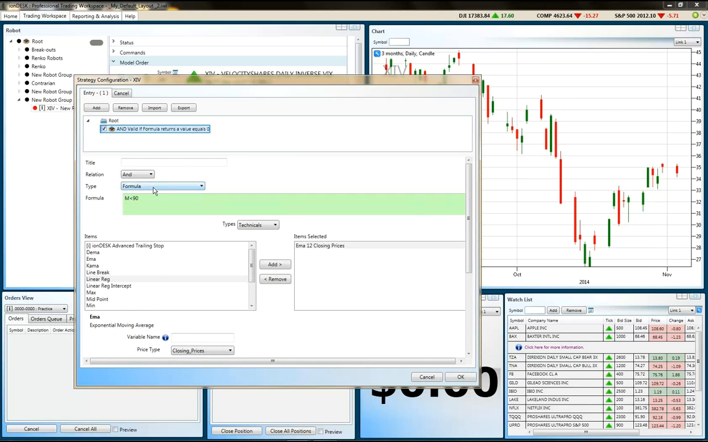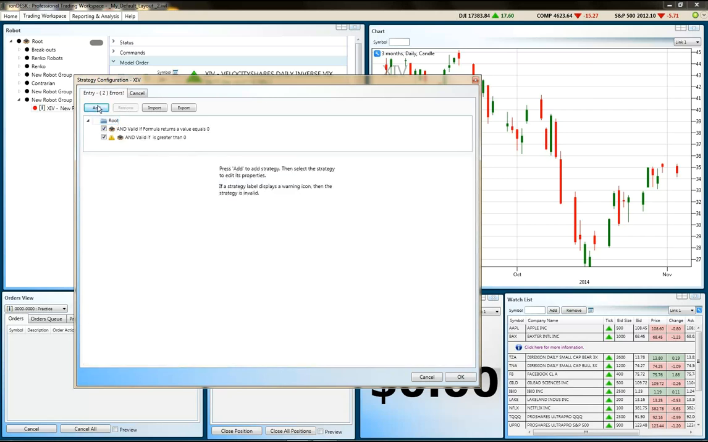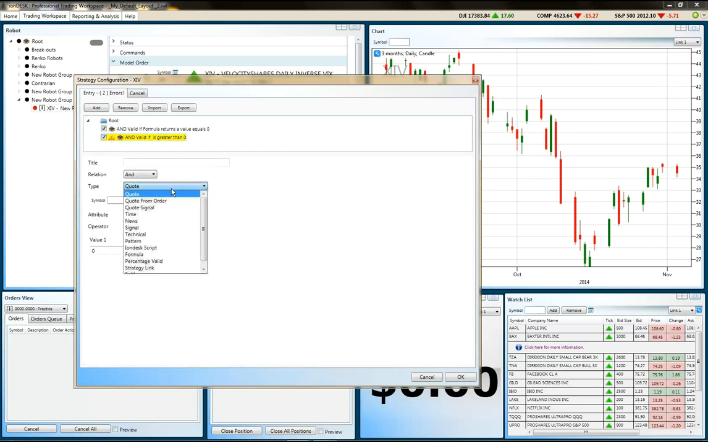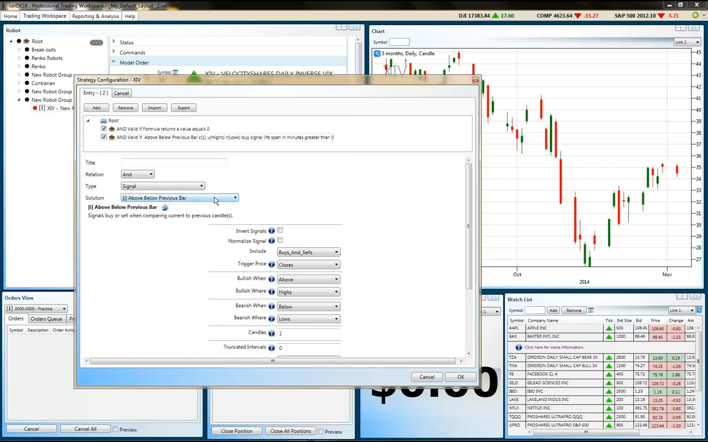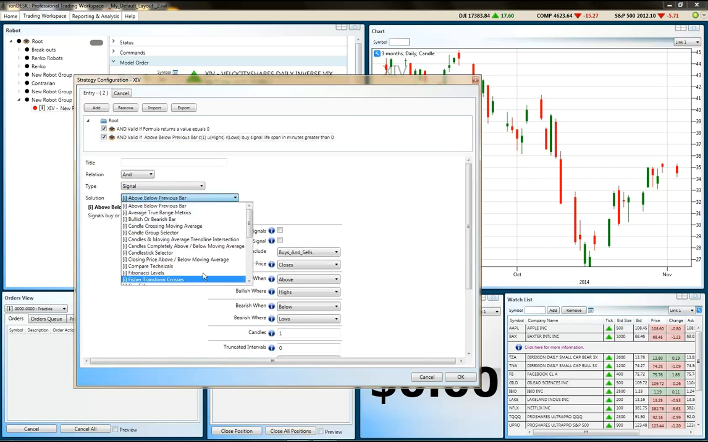versus where I was showing you earlier, where we had a strategy that was actually using a signal, which I'll add, or we can use the quote. There's a lot of things that you can do. Most people use signals because they can just come in here and pick something like the Fibonacci or the MACD, or something else really simple.